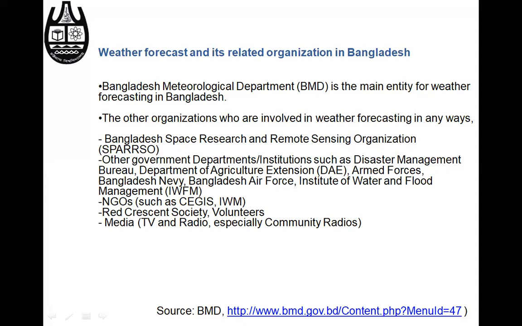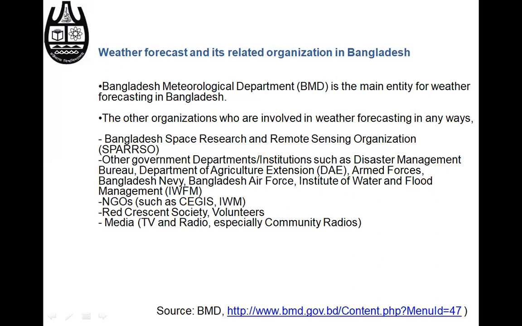To implement some of the orders during the disaster period, a couple of other organizations are also very important. One such organization is the Red Crescent Society, from where thousands of volunteers are involved to take the people and make them aware so that they can take shelter during the disaster period.